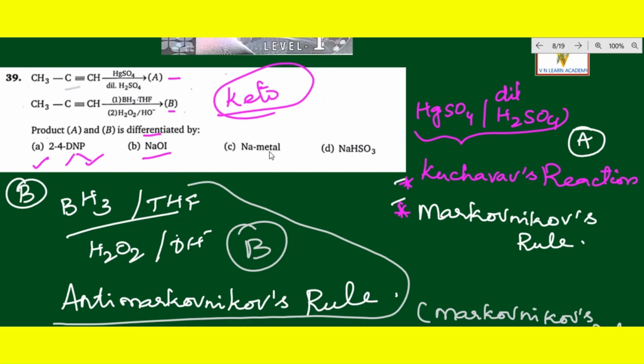Let us check the other two. Sodium metal, actually, produces hydrogen gas, because aldehyde and ketone, both will be producing hydrogen. So, hydrogen gas is produced for both. So, we cannot make the difference.